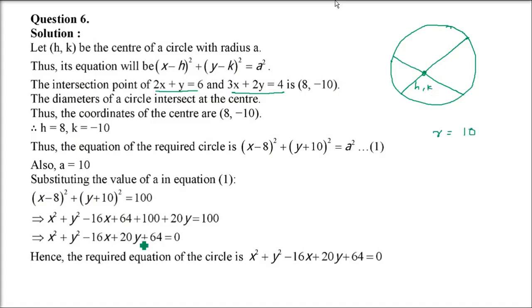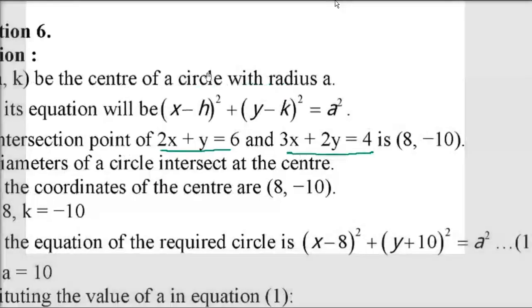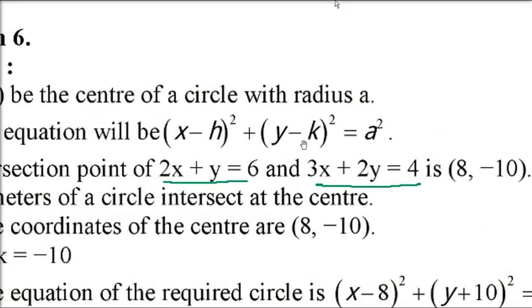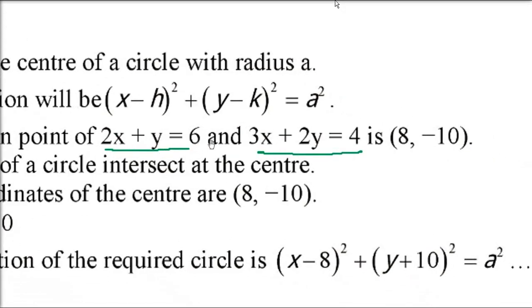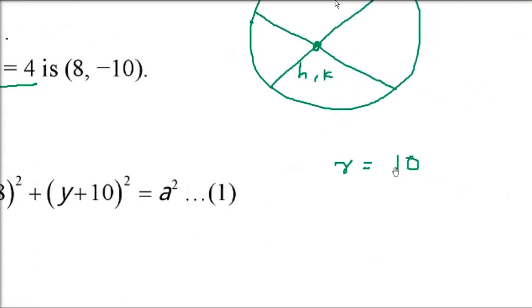So radius is already given. R is 10. So you just put it in the formula. This equation, as I said, is going to be used multiple times. So you just solve these two equations. I hope you'll be able to solve a linear equation. We have done 24 chapters now. We know how to solve this equation. In 10th standard also we solved it. So when we solve it, 8 and minus 10 is going to come. H is going to be 8 and k is minus 10.